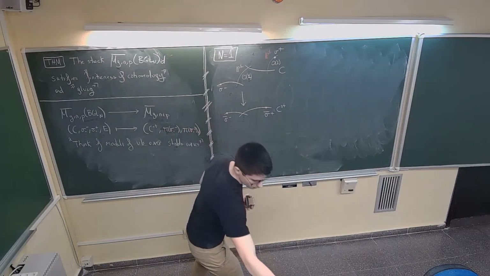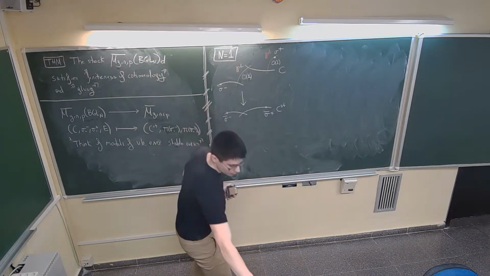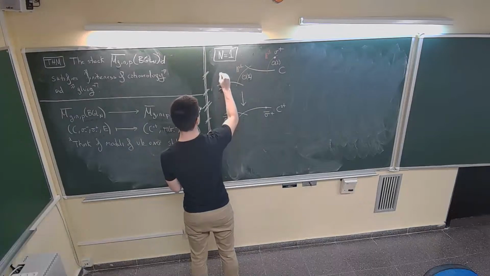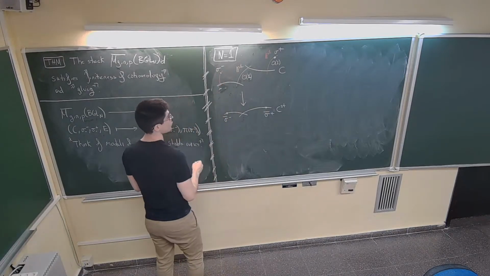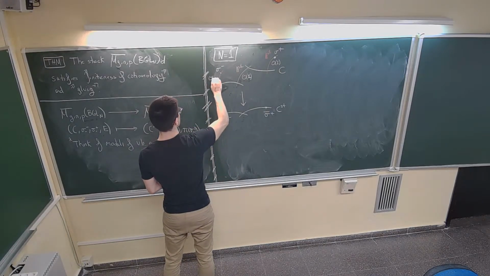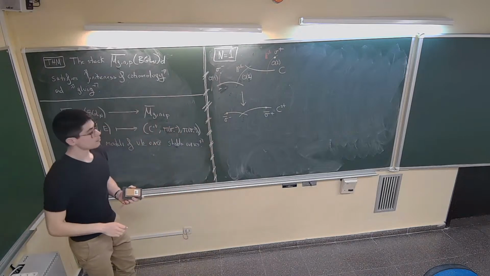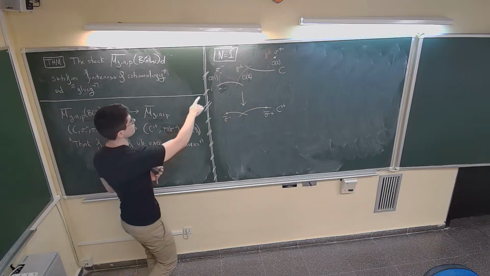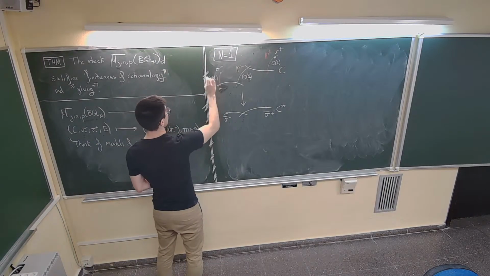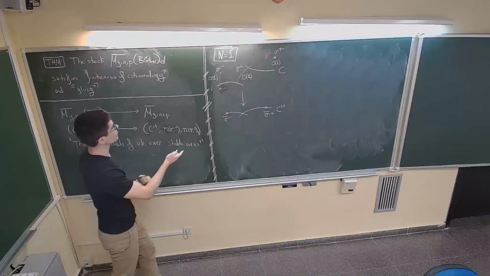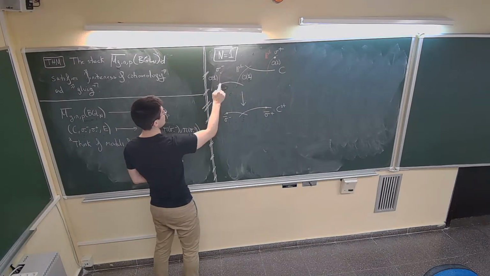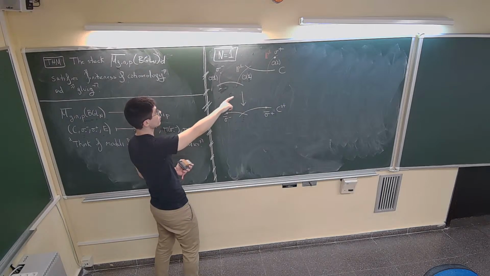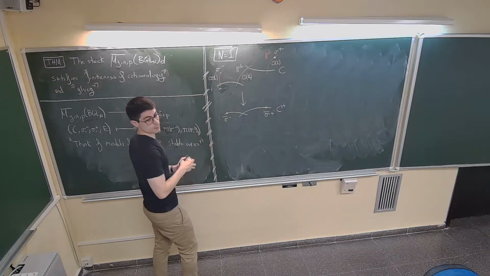If I had something at this marking, another P1, then again, because it's supposed to be relatively ample, it's supposed to be O(n) for some positive n. The same reason as what I was saying before forces this to be O1. But now I run into trouble because O1 has a section that just vanishes at a single point, and I can glue it everywhere else to 0. So I'm not allowed to sprout this.